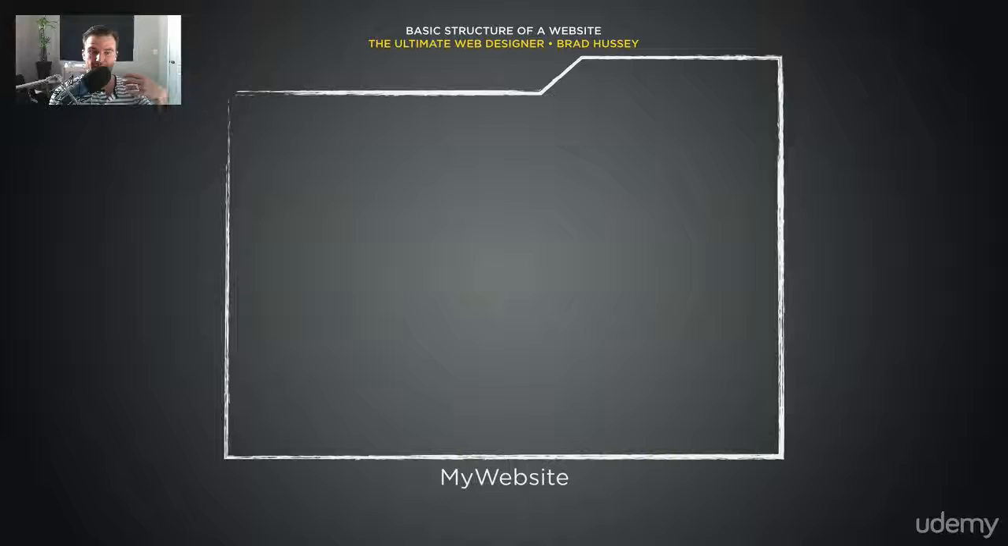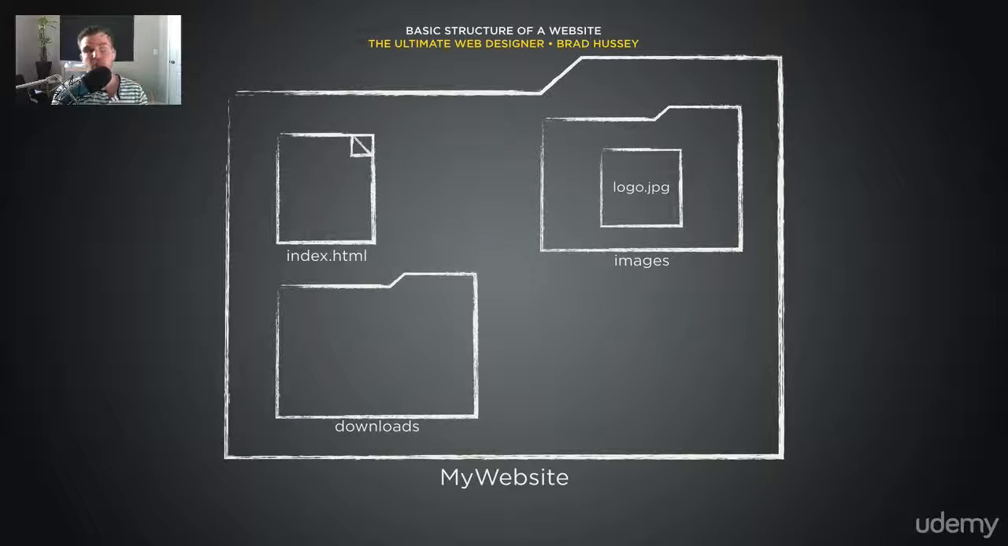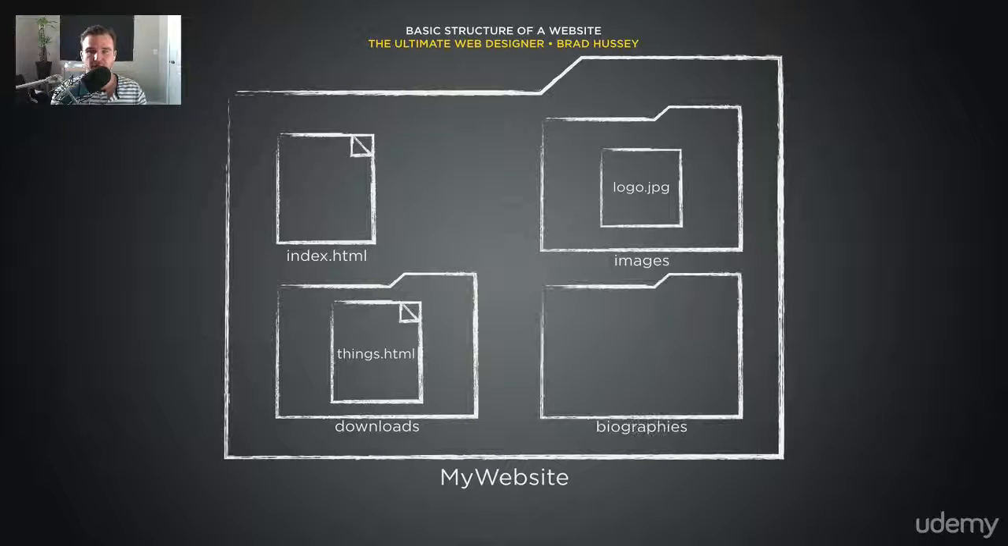So here we have a big folder. We're going to call it My Website. Within that folder, we have our index.html file, our homepage. And we also have a folder within that folder called images, where we're going to hold all of our images, like the logo.jpg file. Then we also have another folder called downloads, or it could be something else, but in this case, it's going to be called downloads, where we can store some more HTML files like things.html. And then we have another folder called biographies, where we can store a biography HTML page like brad.html.